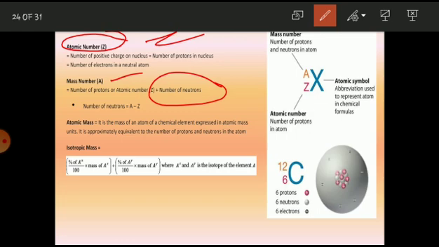Now, the atomic mass. It is the mass of an atom of a chemical element expressed in atomic mass unit. It is approximately equivalent to the number of protons and the neutrons in the atom. So atomic mass is approximately equivalent to the number of protons and the number of neutrons present in the atom. Right? So the representation of atom is given here.